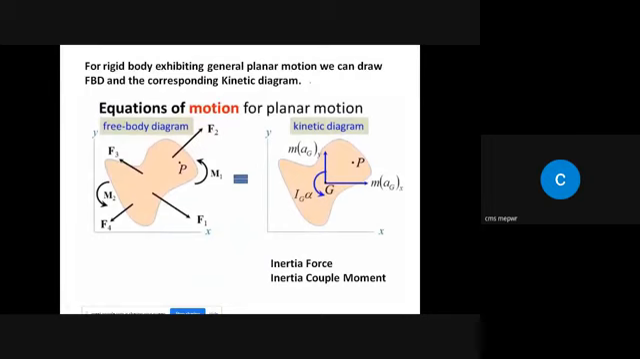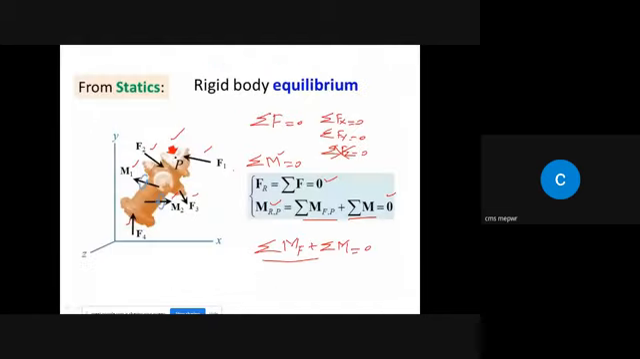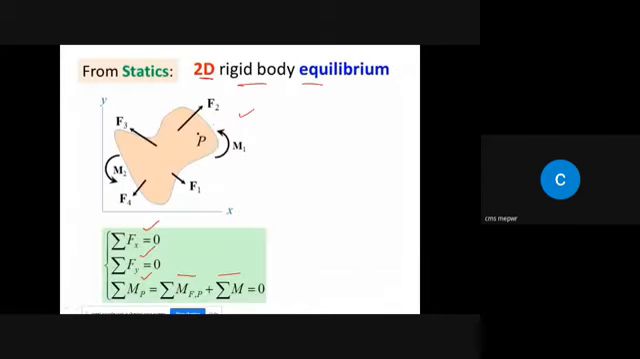Now, for example, if you have a rigid body exhibiting planar motion, general planar motion, it has translation as well as rotation. In that case, we can draw the free body diagram as I have drawn over here. For example, this is a rigid body, and if you want to draw its free body diagram, the free body diagram may be like this, as shown over here.